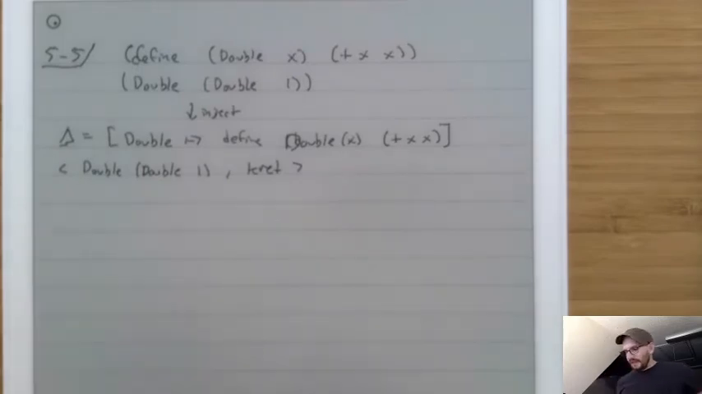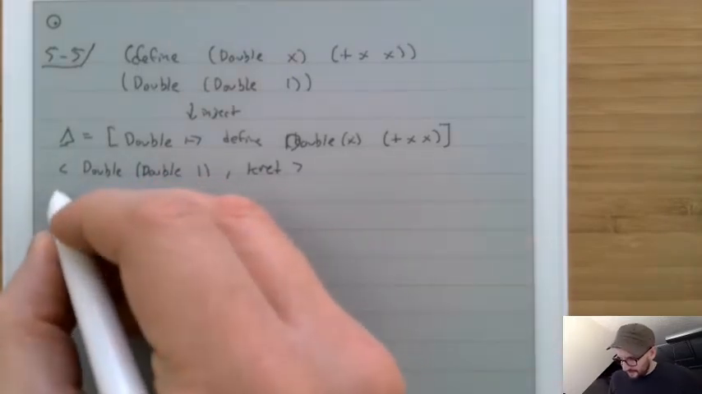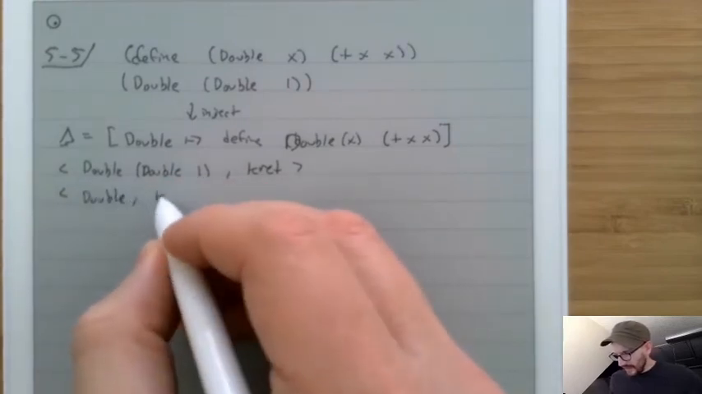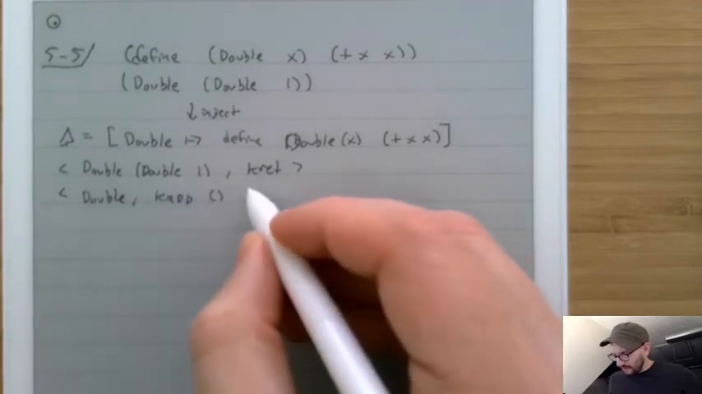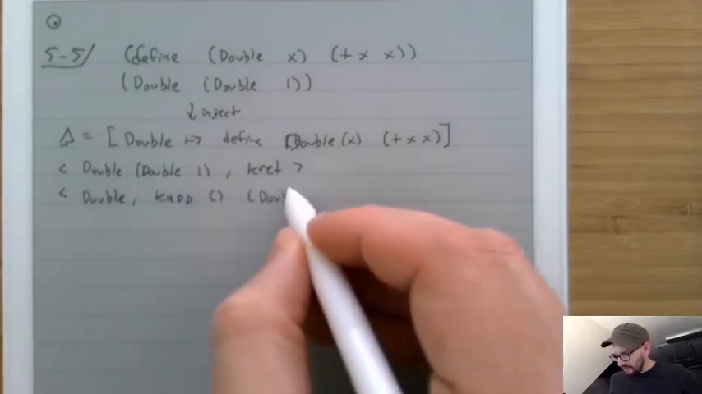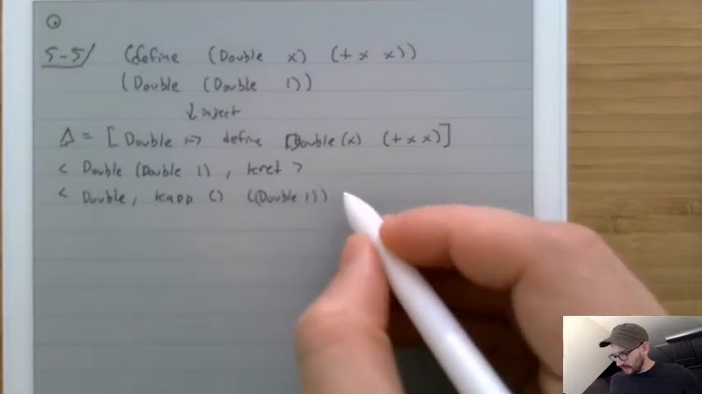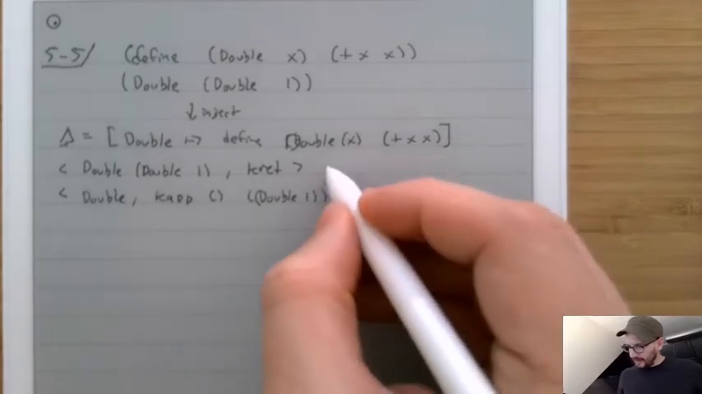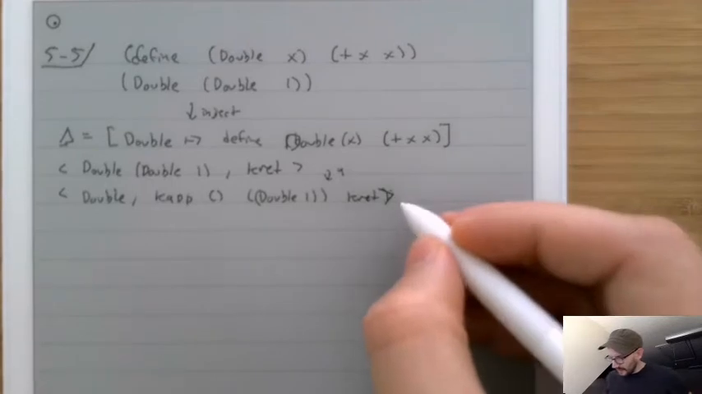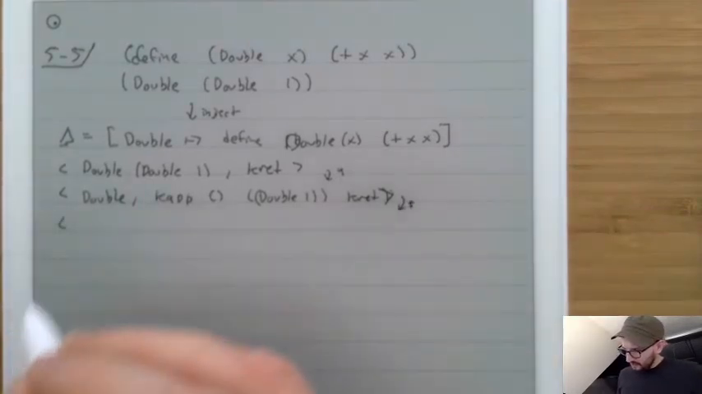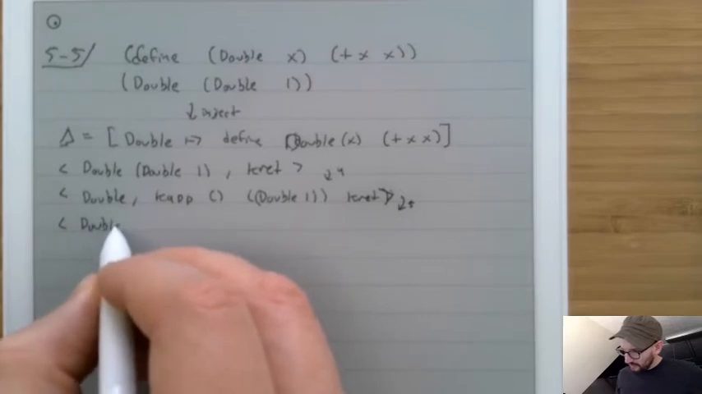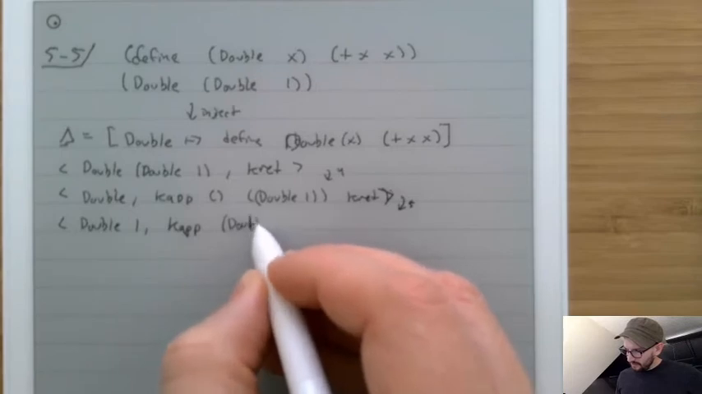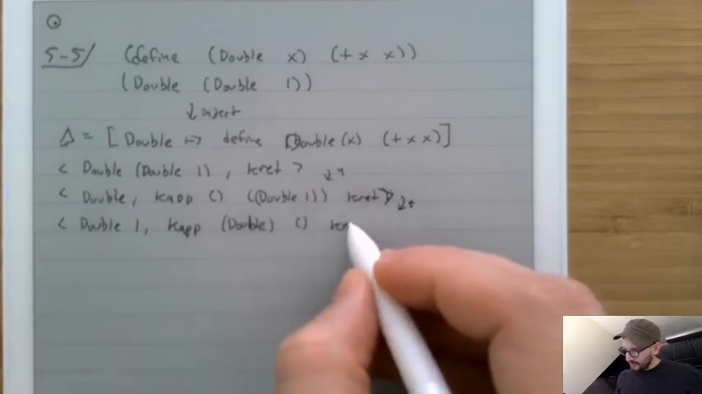Then we apply rule 4, I believe, and we focus on double, and we have a k-app with no values, and then double 1 as 1 argument, and then the k-ret. That's rule number 4. Then we have rule number 5, and so we focus on double 1, where our k-app is double, and then no other expressions in the k-ret.